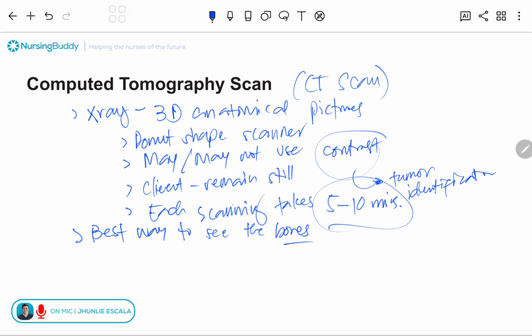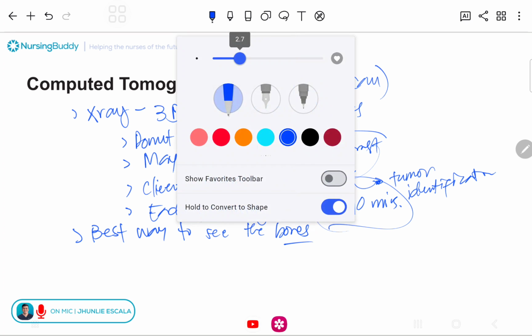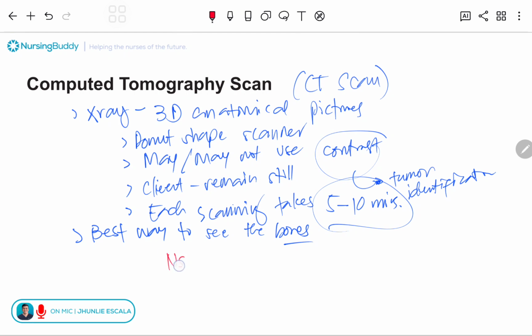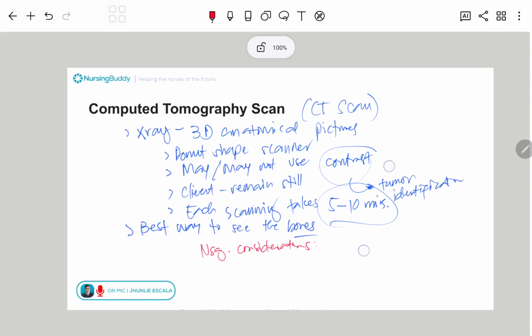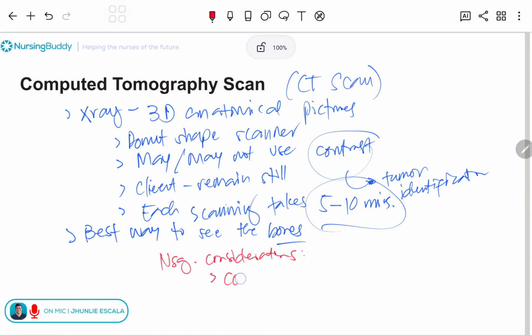Okay, and also, class, we need to ensure these things here. What are your nursing considerations? Nursing considerations for patients who are about to be given, kapatid, dyes. Okay, this is for your contrast dyes. Why? Okay, we need to check the renal function of the patient. Okay, dapat maganda po ang renal function ng pasyente natin.